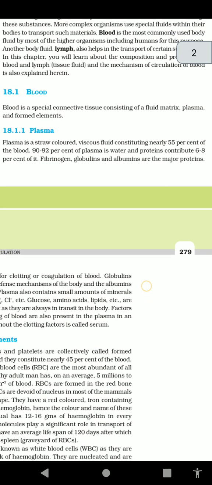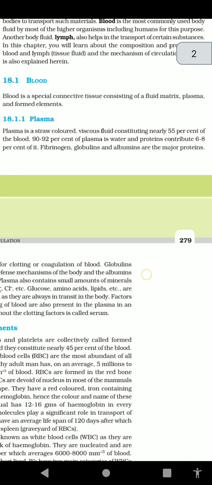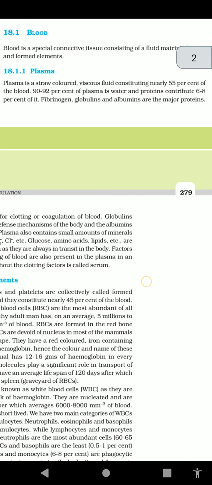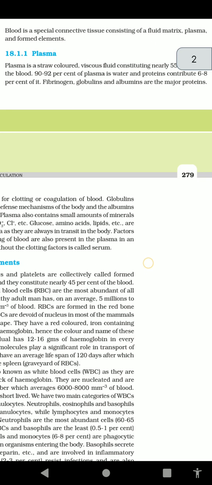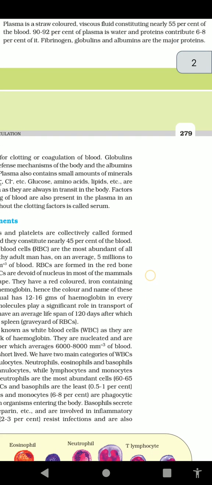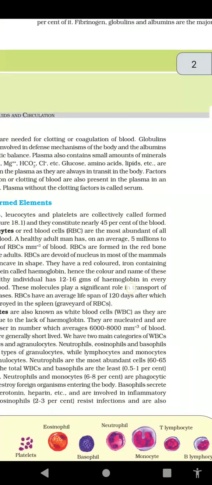Blood is a special connective tissue consisting of a fluid matrix, plasma, and the formed elements. Plasma: it is a straw-colored viscous fluid constituting nearly 55% of the blood. 90 to 92% of the plasma is water and proteins contribute 6 to 8% of it. Proteins, mainly fibrinogen, globulin and albumins, are the major proteins.